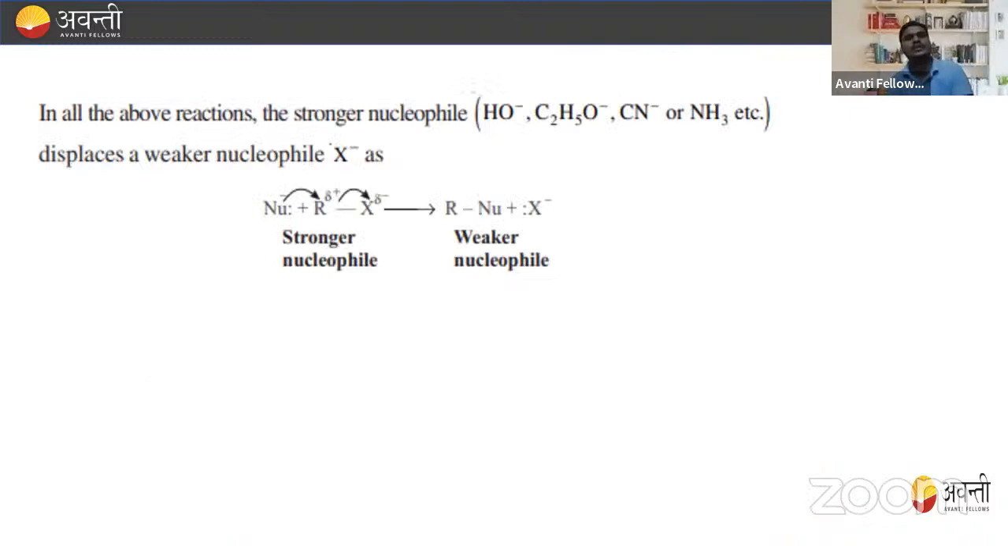Good. So in all the above reactions, the stronger nucleophile like OH negative, C2H5O negative, CN negative or NH3 displaces the weaker nucleophile like X negative, right? So in all this, this is what takes place in the above reactions. The stronger nucleophiles like HO negative, C2H5O negative, CN negative or NH3 can all displace the weaker nucleophile X negative, right? So these are the stronger nucleophiles and those are the weaker nucleophiles. Okay, good.